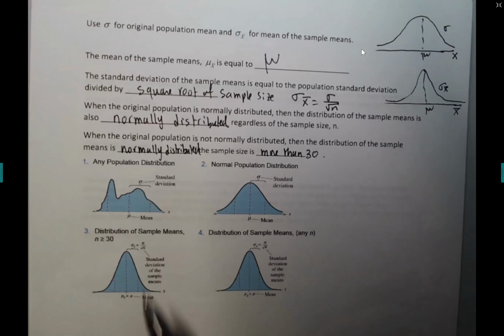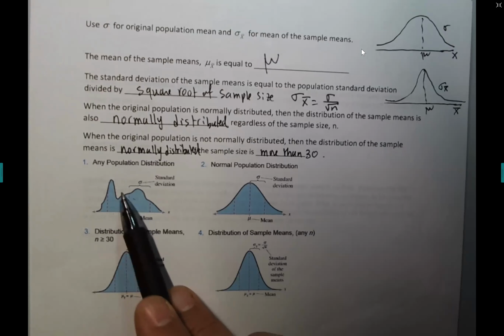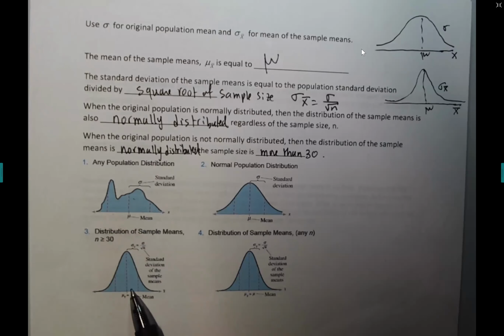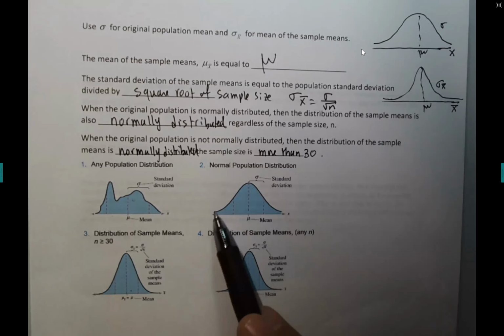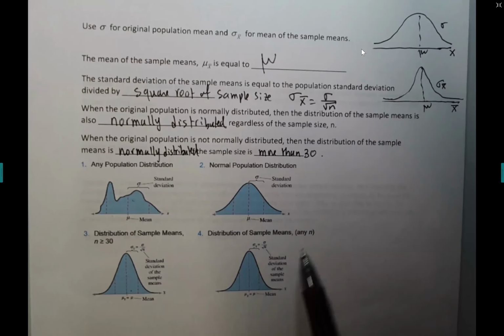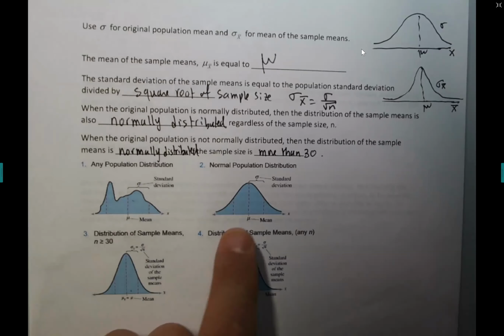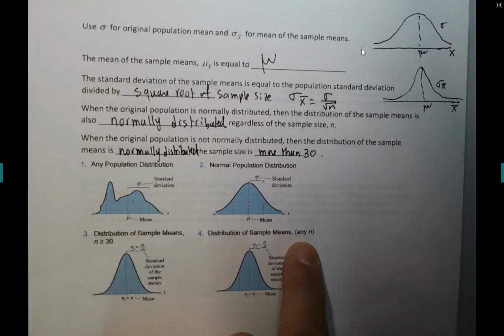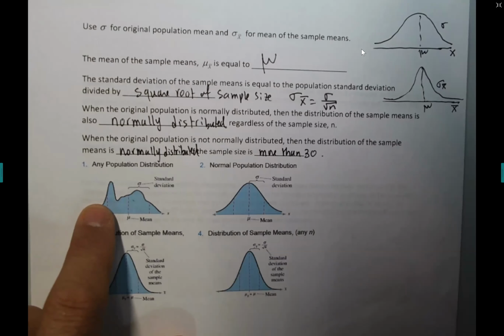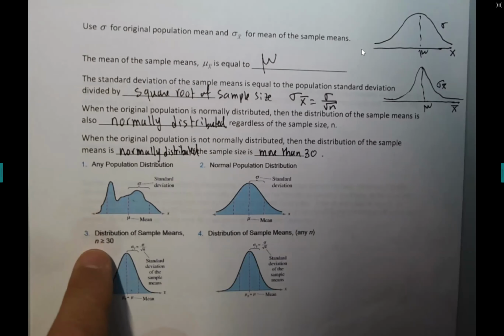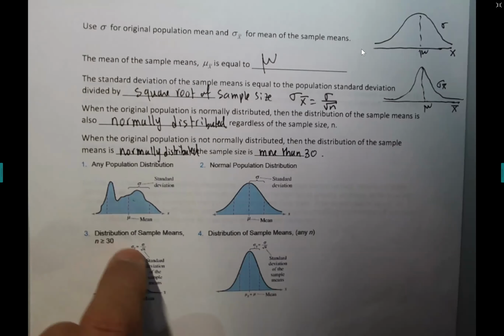So look, guys, this population is not normal, the original population, but if you do the sample means, you will get a normal population, as long as the sample size is more than 30. This population is normal. If you do sample means, you're gonna get also a normal population regardless of the sample size. So if your original population is bell-shaped, it doesn't matter what the sample size is, you're always gonna get a bell-shaped curve when you do the sample means. But if your original population is not bell-shaped, you need to choose samples of size 30 or more in order to guarantee that the sample means will be bell-shaped as well.